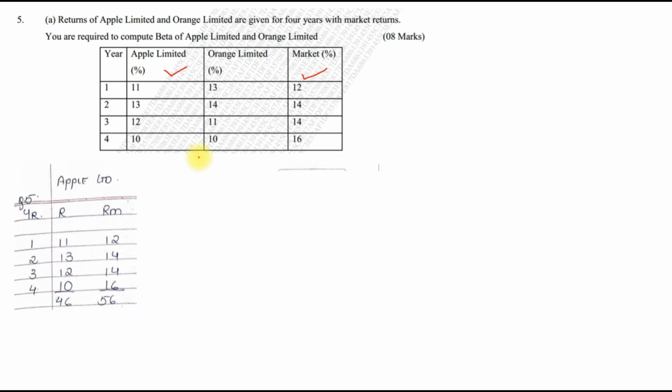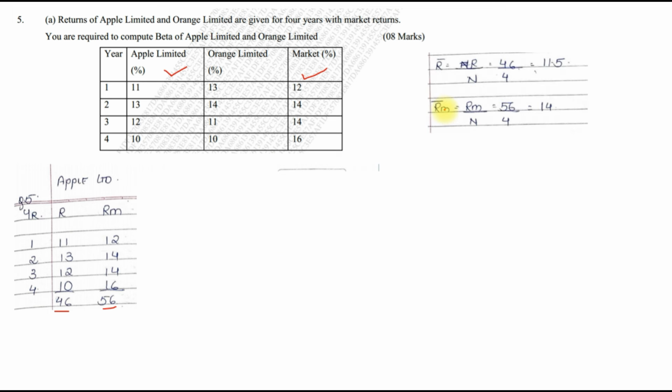Okay, so first we note down the years. This is for Apple Limited. First we note down the years, we note down the return and we note down the market return, and get the total. Total comes to 46 and 56. Next, we need to find R bar and RM bar. That is nothing but the average. So 46 upon 4 and 56 upon 4 comes to 11.5 and 14.